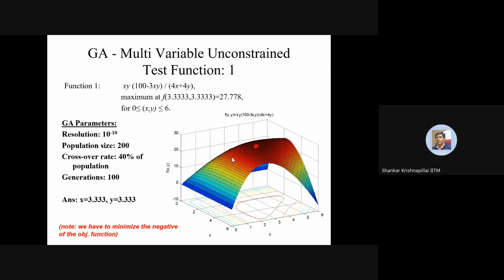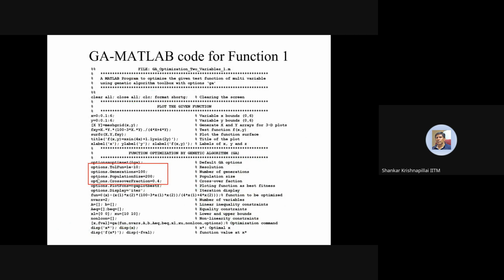Actually, this MATLAB genetic algorithm is a minimizing genetic algorithm. So if you want to do maximization, you have to take the negative of this objective function. The range of x and range of y is there. Population size is 200. Crossover rate is 40%. The number of generations is 100. So all those things are indicated here. The tolerance is this much.